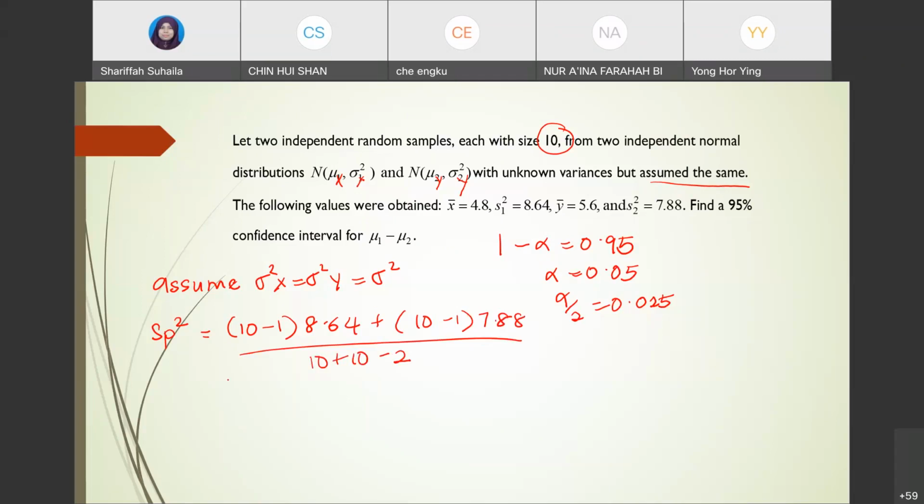Okay. So cuba dapatkan apa dia kamu punya nilai SP square here. Okay, cuba kira. Bagi jawapan dalam 2, 3 ataupun 4 decimal point pun okey.